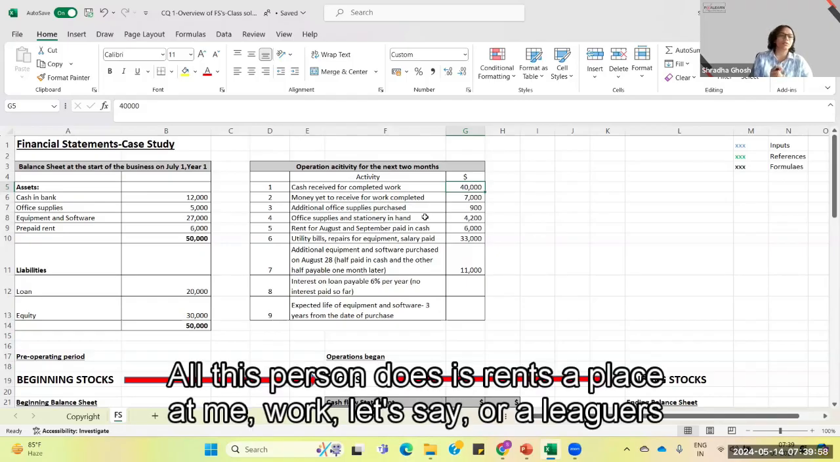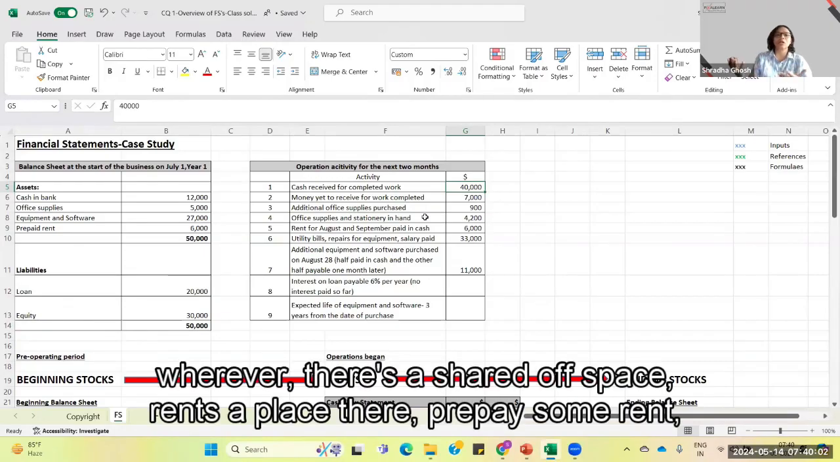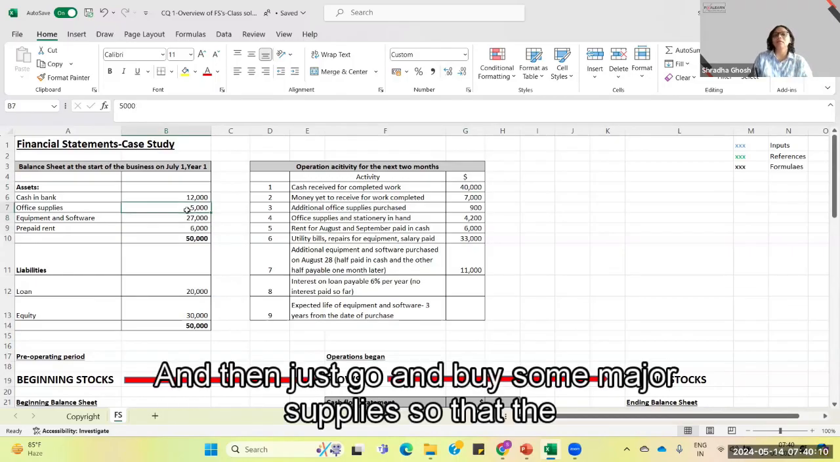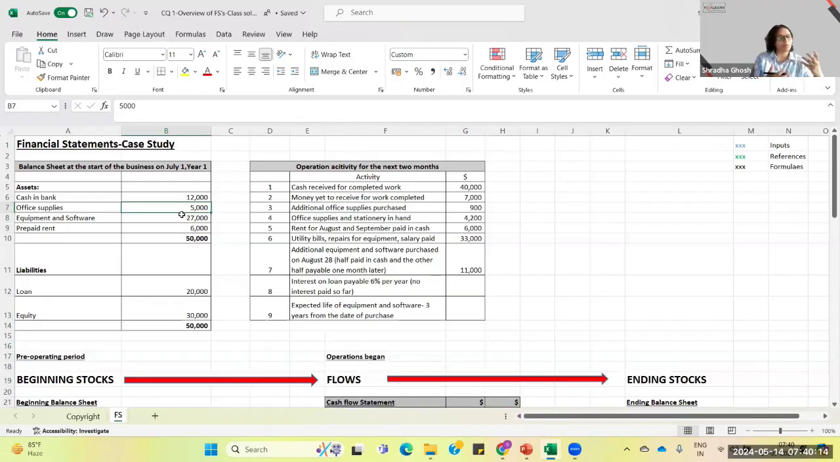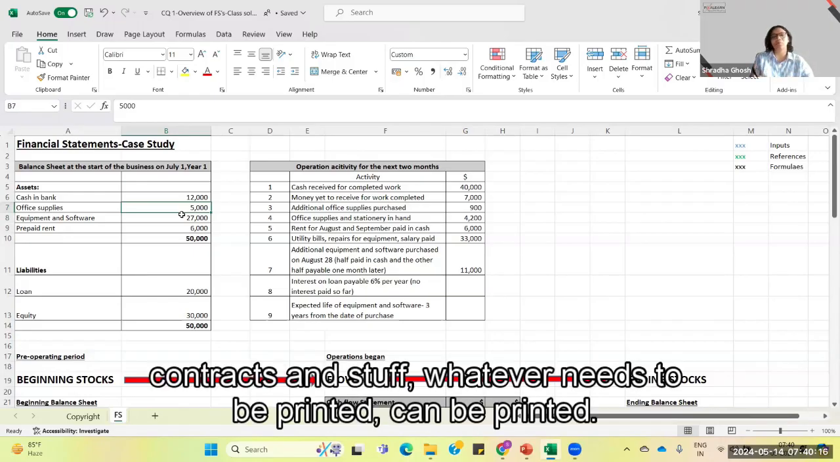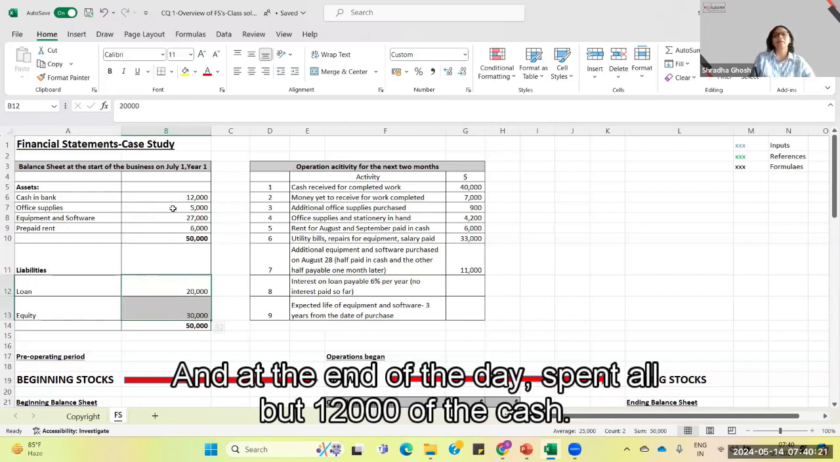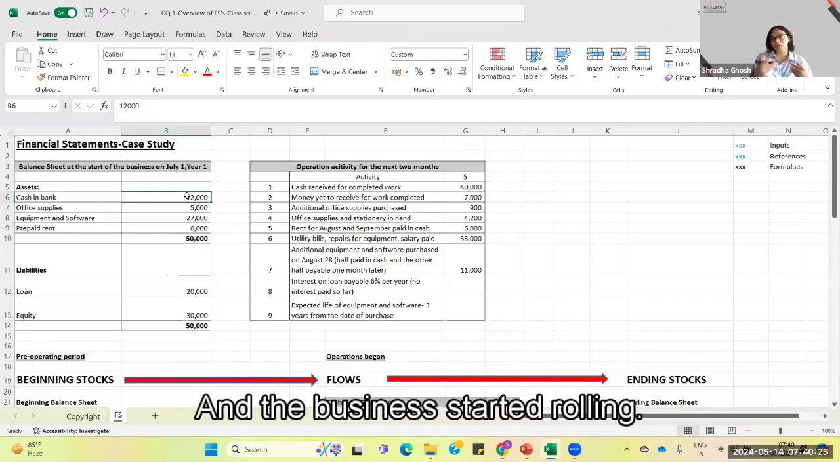All this person does is rent a place at WeWork, let's say, or a Regus, wherever there's a shared office space, prepay some rent, and then buy a laptop and some software needed to video edit, and some supplies so that contracts and whatever needs to be printed can be printed. In order to do that, took a loan, and at the end of the day spent all but 12,000 of the cash, and the business started rolling.